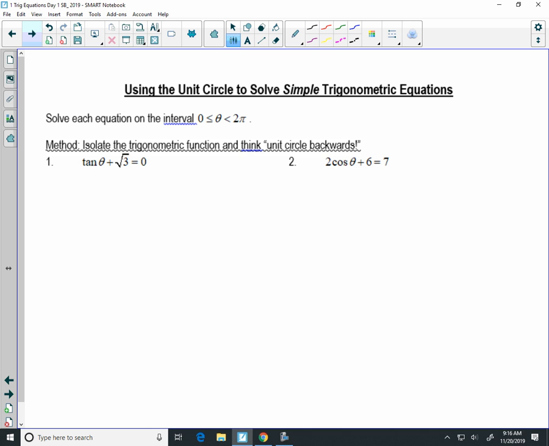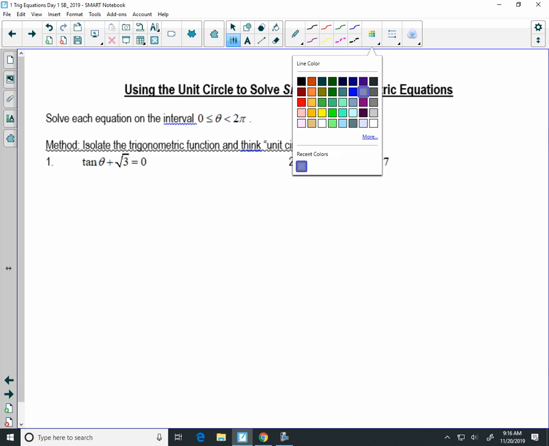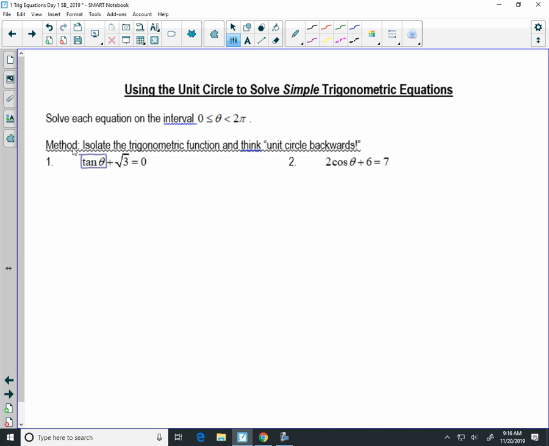Method 1 is to isolate the trig function and think unit circle backwards. So here's tangent. How do we get tangent all by itself? Subtract radical 3. Yes. Perfect. And split it like we do for my algebra 1 kids. So tangent of theta equals negative radical 3. And now we practice unit circles. So if you're needing to retake the unit circle test, we are practicing those things as we go forward.